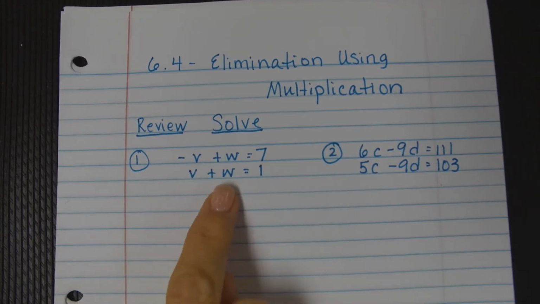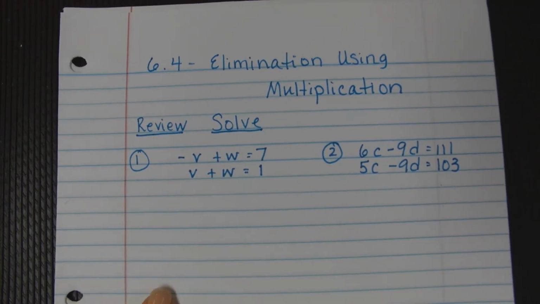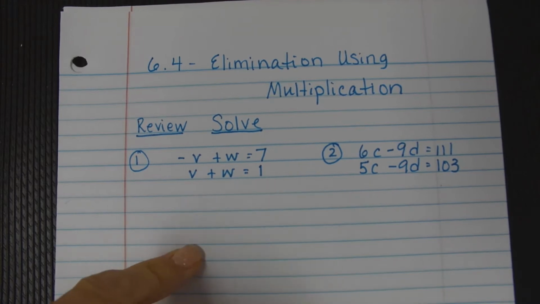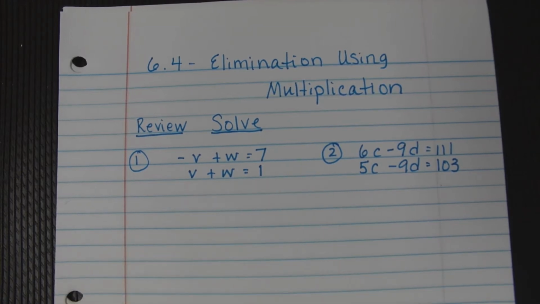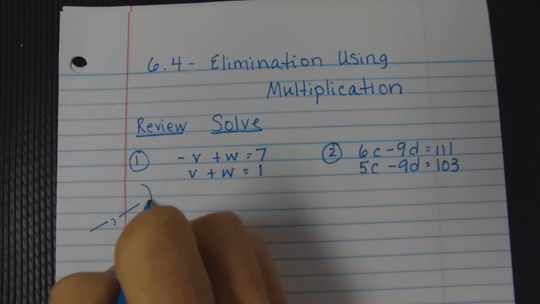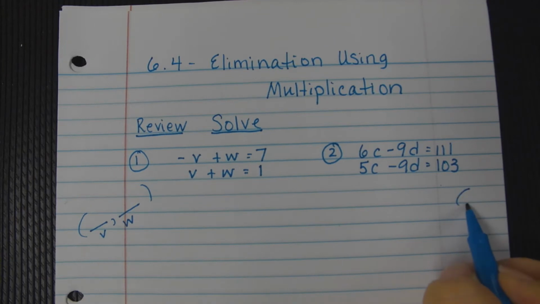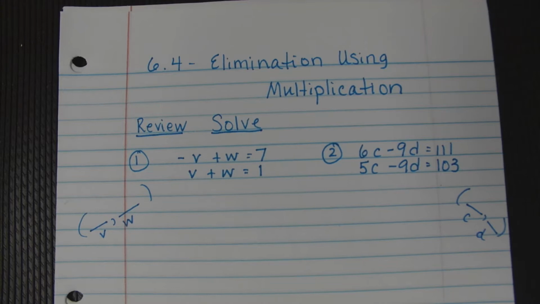Right. If you graph these two equations here or here, they would intersect. They would intersect at a point. That point is what we're trying to find. That is also called the solution. Solution. What's another word for solution? Answer. Okay, well, the answer here is V, W, right? And over here, it is C, comma, D, right? That is where they intersect. This is called a system of equations, okay?